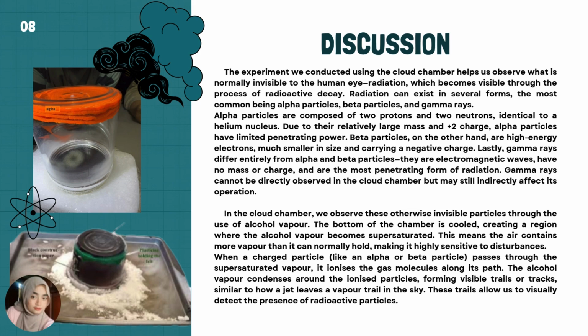Inside the chamber, we use alcohol vapor to help make these particles visible. The bottom of the chamber is cool, which creates a supersaturated layer. Basically, the air holds more vapor than usual and becomes sensitive to any kind of disturbance.